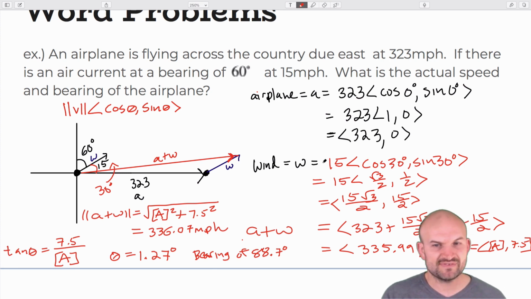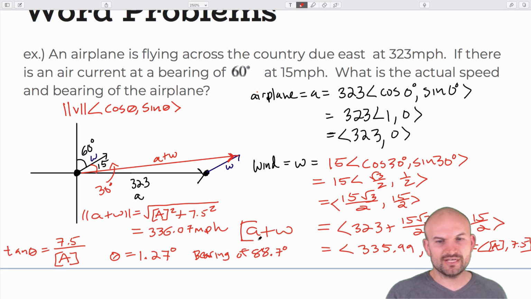Now, the wind is 15. So what I do is calculate. Thankfully, 30 degrees is on the unit circle, so that's going to be square root of 3 over 2, comma 1/2. Then you distribute the 15, and you get 15 square root of 3 divided by 2, comma 15 over 2. Again, you could convert those and store them, but I wanted you to see what it is we're looking for. Again, we're looking for this magnitude.